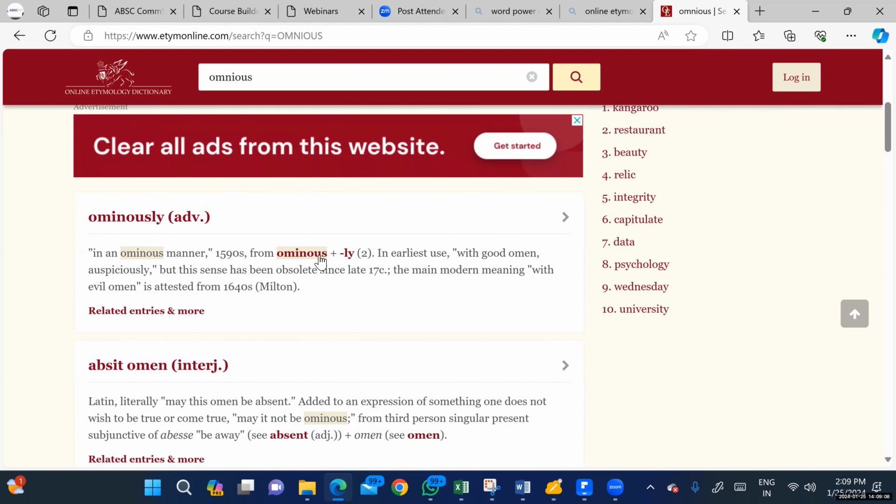Ominous manner, with good omen, divine, God-given, auspicious. But this sense has been obsolete since the 1970s. The main modern meaning, with evil omen, is attested from the 1640s. So now it's saying that the earlier meaning has gone, and the modern meaning is with evil omen.